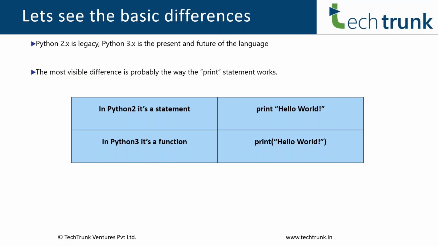And there are a couple of others. The names of some libraries have changed. We'll be looking into a couple more, but generally almost 90% of the code will always be the same in Python 2 and Python 3. Only the print statement will change somewhere, somewhere only a library name will change. Nothing more than that.